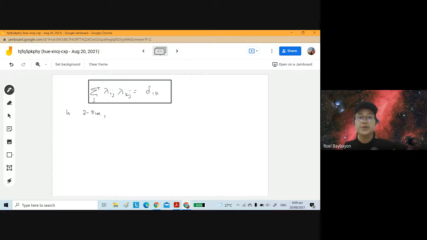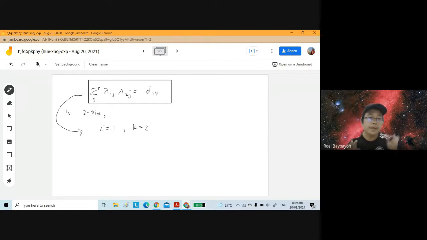In 2 dimensions, if we expand this one, I have, say, when j is equal to 2 for example. Not j, but i and k. When i is equal to 1 and k is equal to 2.